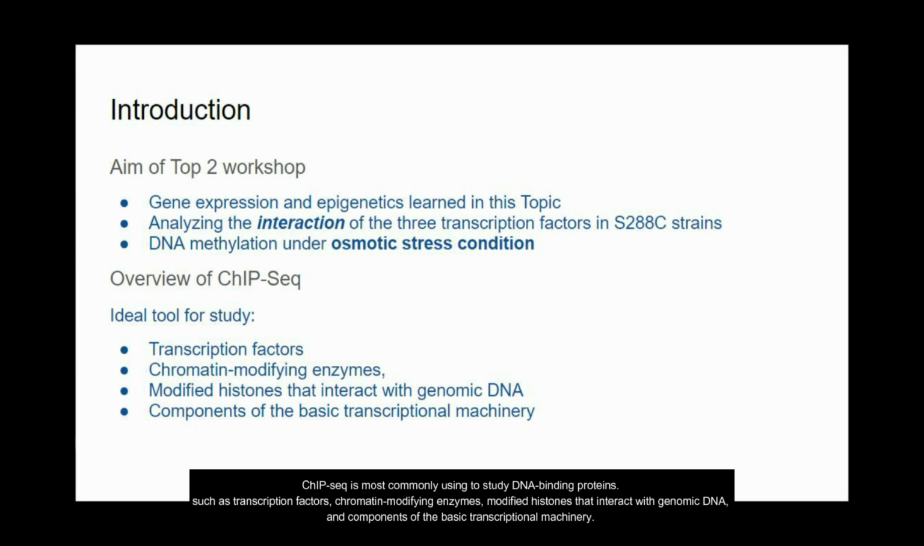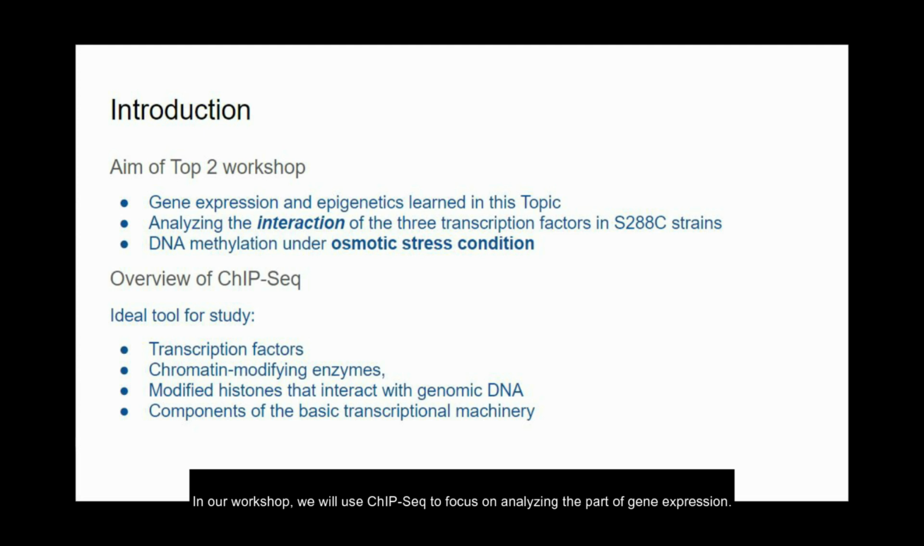ChIP-seq is most commonly used to study DNA binding proteins such as transcription factors, chromatin-modifying enzymes, and modified histones that interact with genomic DNA, and the components of the basic transcriptional machinery. In our workshop, we will use ChIP-seq to focus on analyzing the gene expression part.